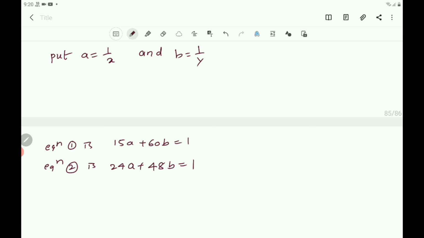Now here we have to cancel any one of the variables. How can you cancel here? Here it is 15, here it is 24, and here it is 60, 48. So which one becomes easy? That you have to try. Now you take the LCM of 15 and 24. That is 3 5s are, 3 8s are, so LCM equals 3 into 5 into 8. That is 3 5s are 15, 15 8s are 120.